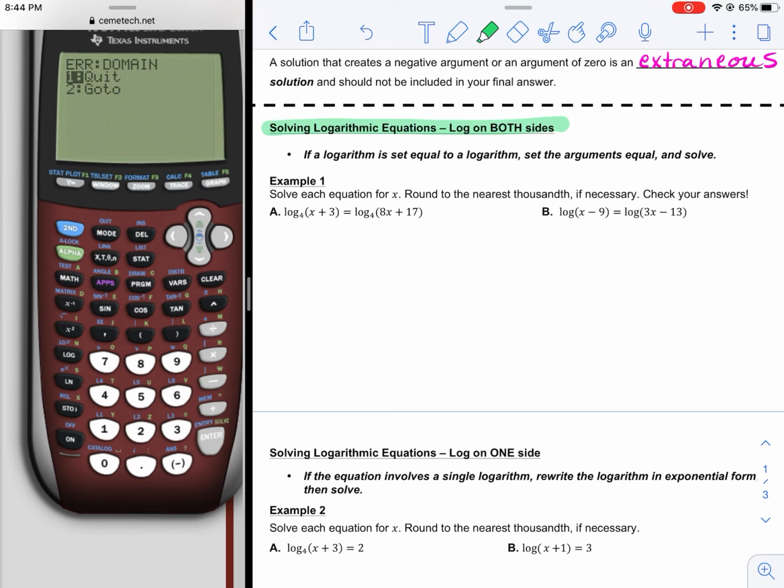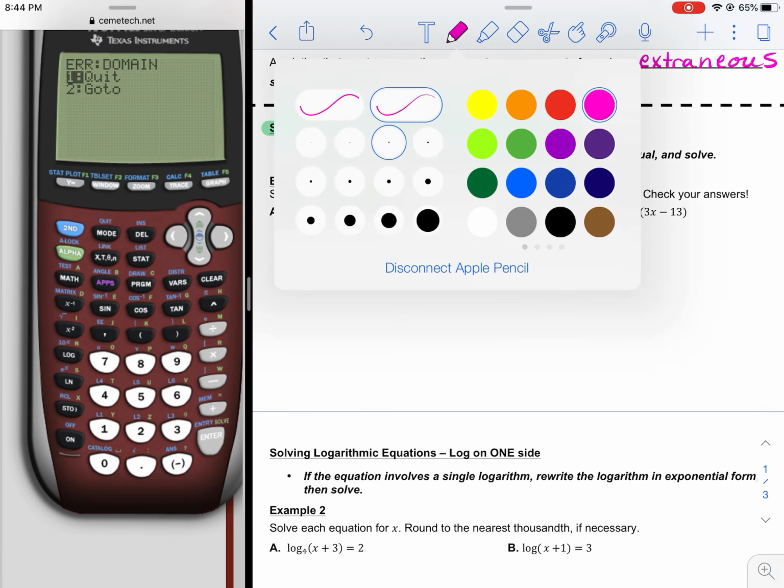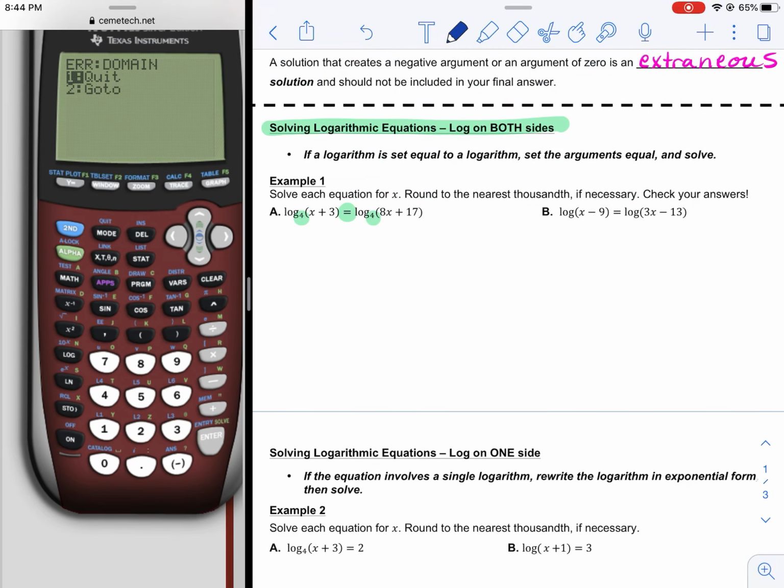Okay, so what that means, if we look at this first problem, we have log base 4 of x plus 3 equals log base 4 of 8x plus 17. So if these logs are equal and the bases are already the same, then the arguments have to be the same. Okay, the key here is that you see the word log on both sides. So all you do is set x plus 3 equal to 8x plus 17.